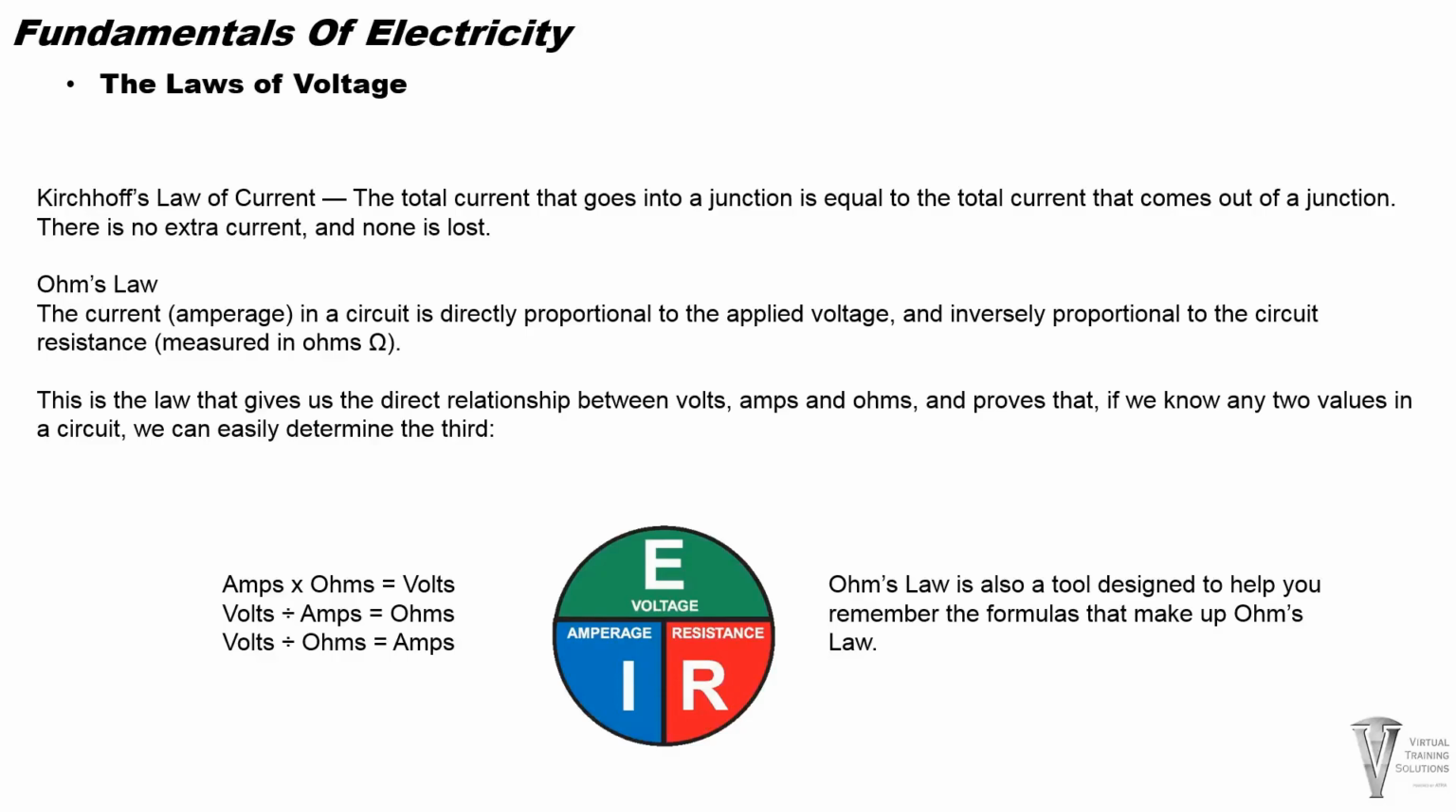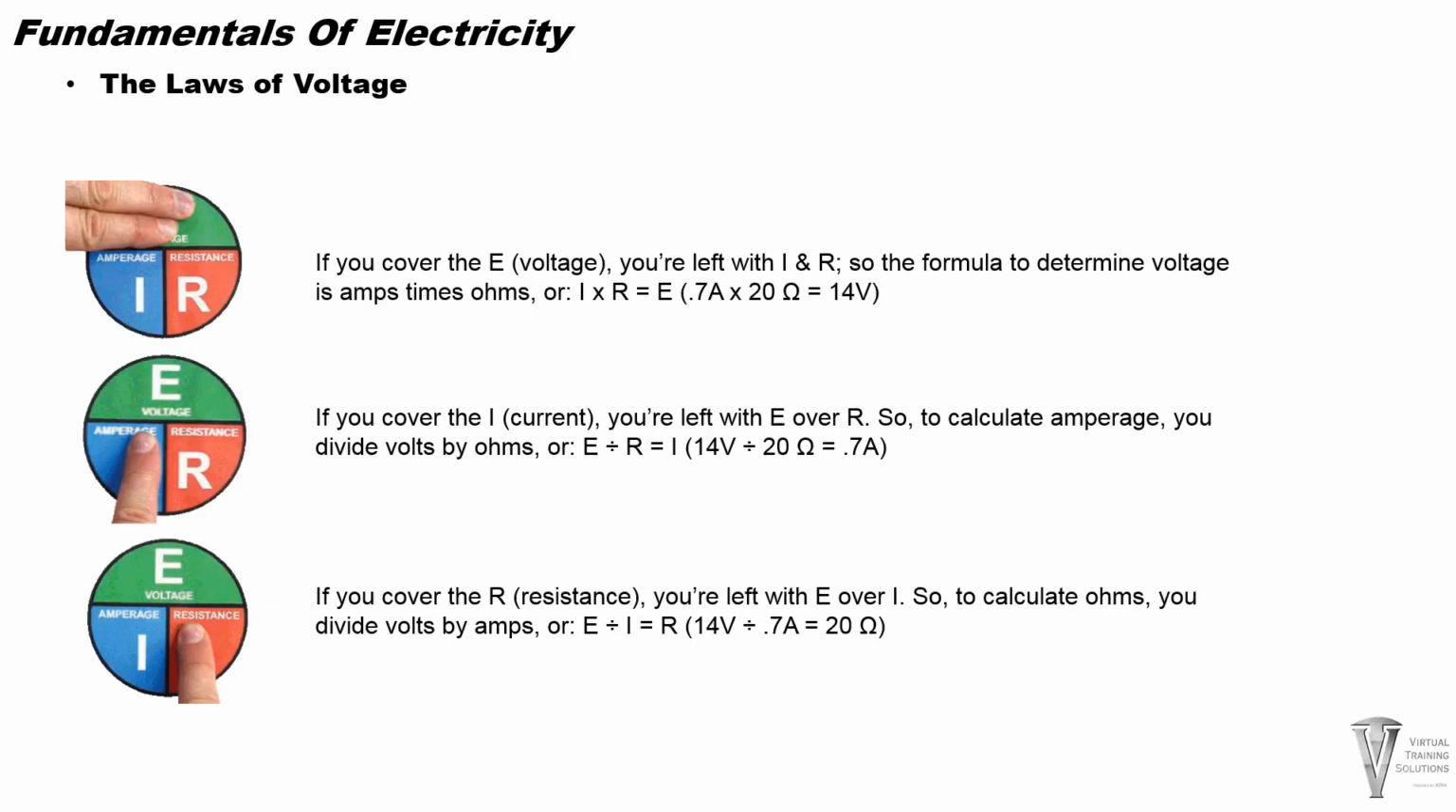Kirchhoff's law of voltage: voltage drop in a circuit will increase proportionally with resistance. When added together, the sum of the voltage drops in a circuit will equal the voltage drop of the entire circuit. There will be almost no voltage left over. How do we determine what voltage, resistance and amperage is in a system when we don't have the specifications? The laws of voltage allow us to do this.